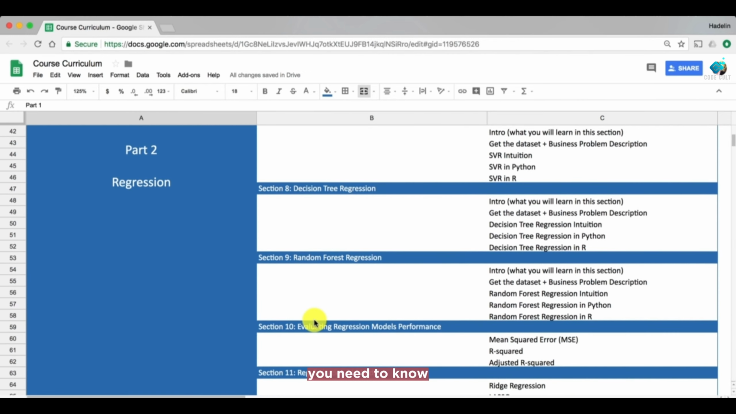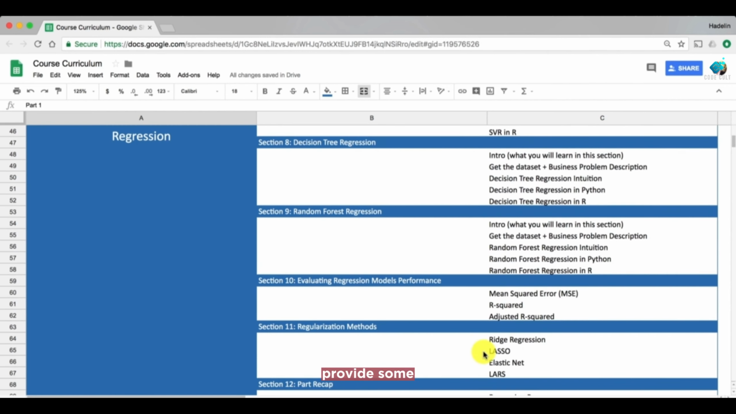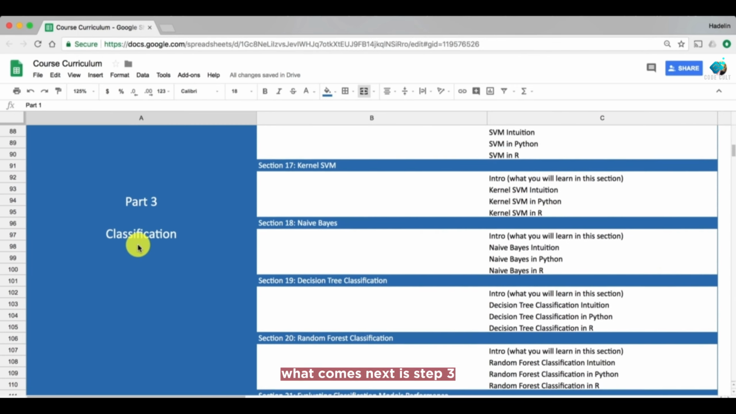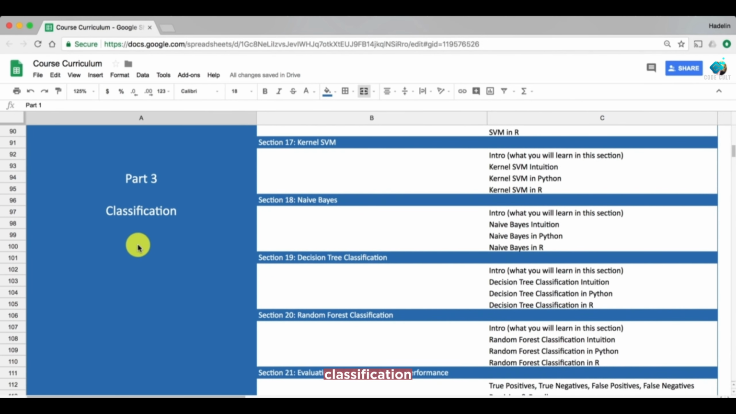And in the end, you need to know how to evaluate the performance of your regression models, and we give you the right tools for that, the right metrics, which are the mean squared error, the R squared, and the adjusted R squared. And then we also provide some regularization methods in order to avoid overfitting. Alright, so that's the second step, regression, and then what comes next is step 3, classification.